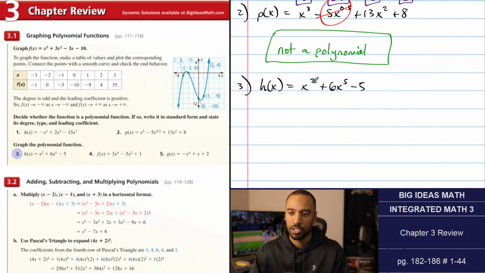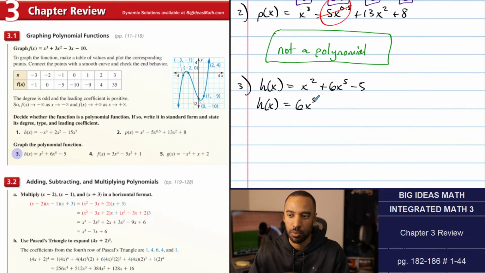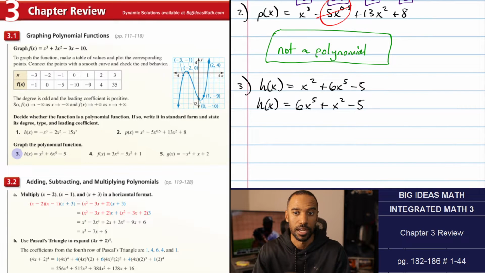All right. H of x equals x squared plus 6x to the 5th minus 5. Now, the first thing you're going to want to do here is rewrite it in standard form. Again, what we did in the first 2 questions was not irrelevant. I repeat, it was not irrelevant. Totally relevant to what we're doing.